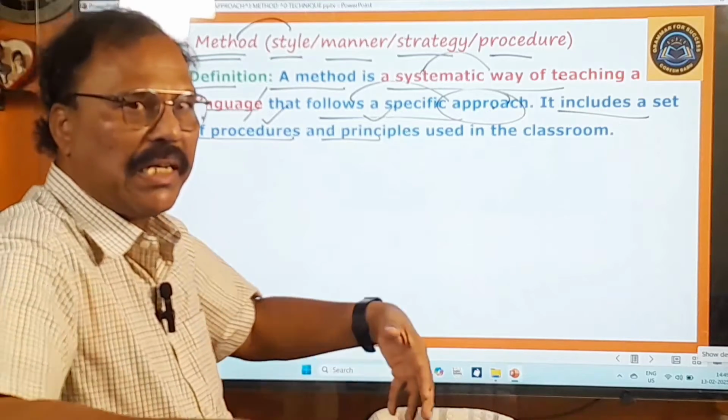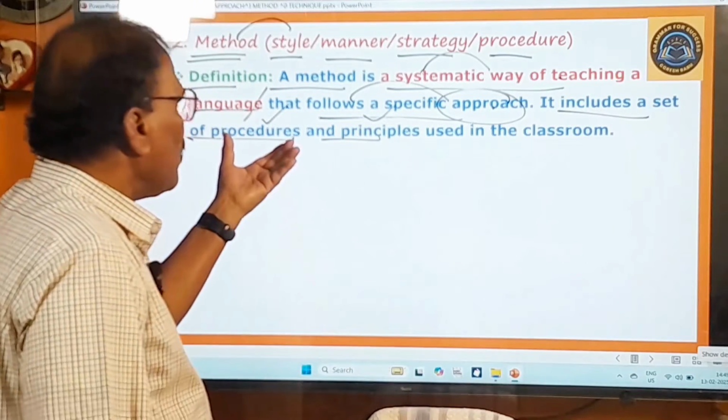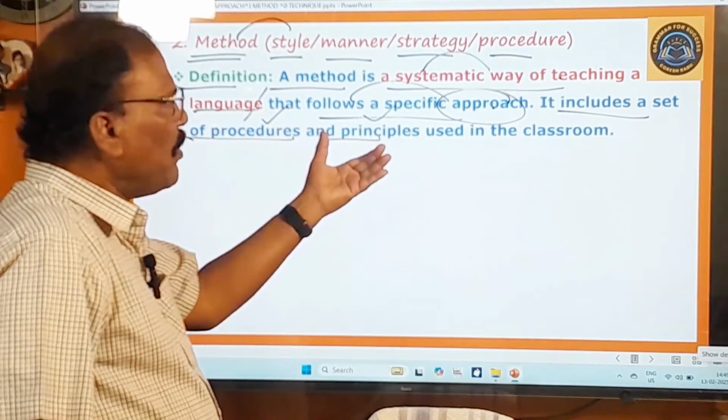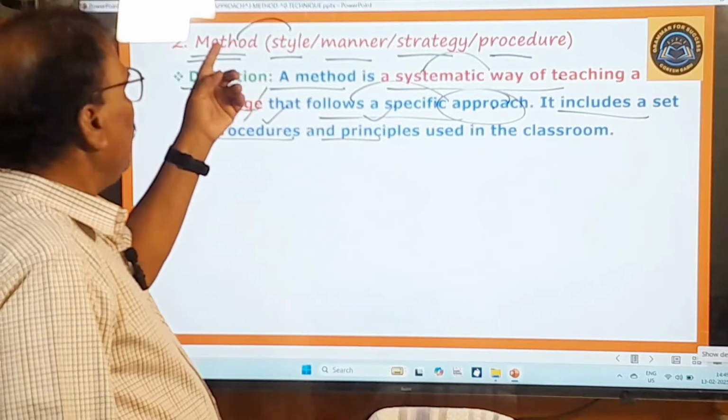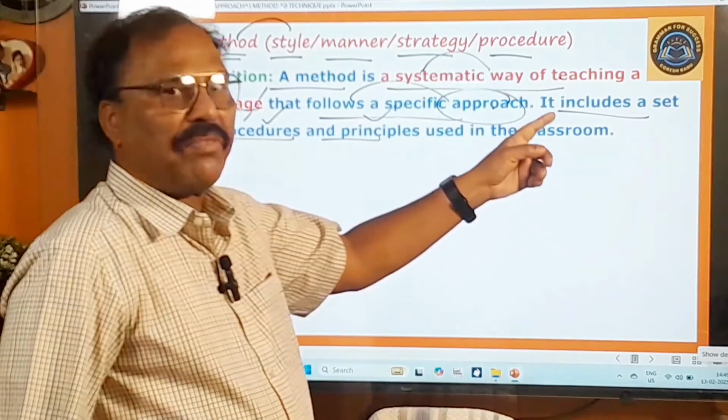You cannot teach that language as you please. You must follow certain procedures, certain principles, because method means a systematic way of teaching.